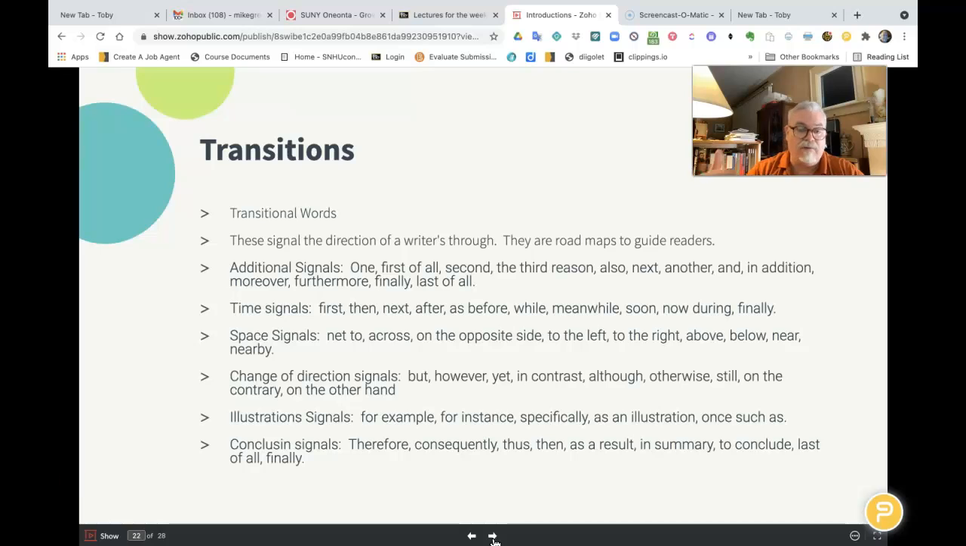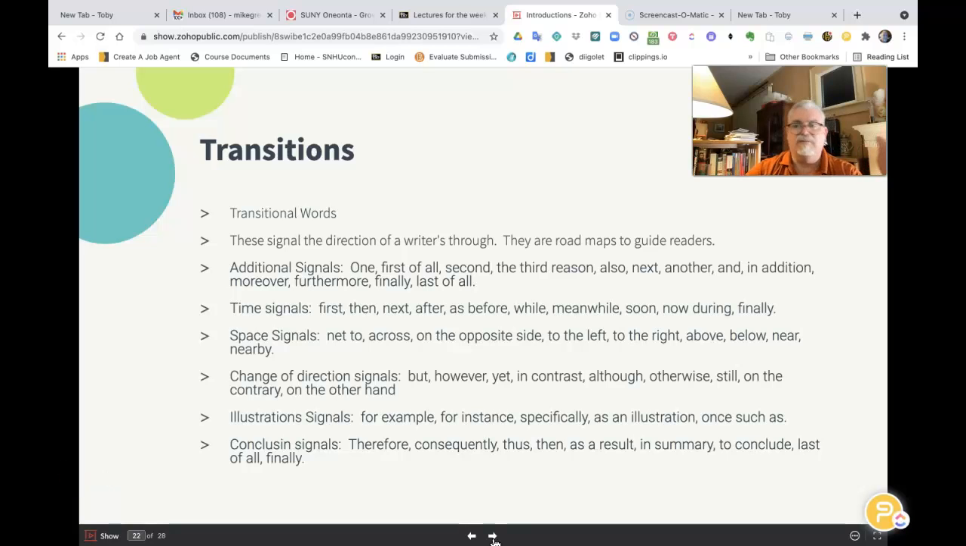chronology, addition. You got one, first of all, second, the third reason, also, next, and in addition, moreover, furthermore, finally, last of all. These give additions, these give emphasis to particular points, they tell you what point we're talking about, and they give that help for that chronology. So, the first thing we're going to talk about is order. Okay, the first. Time signals, first, then, you can see some of these are interchangeable.